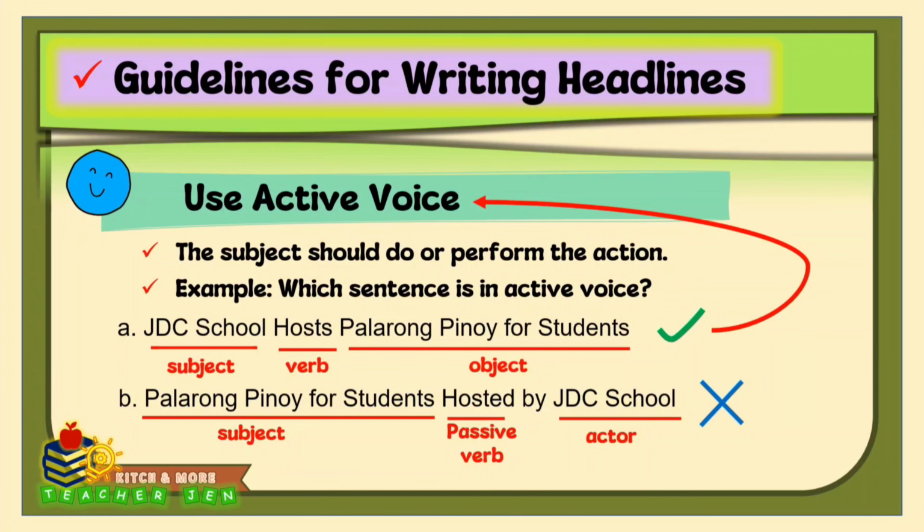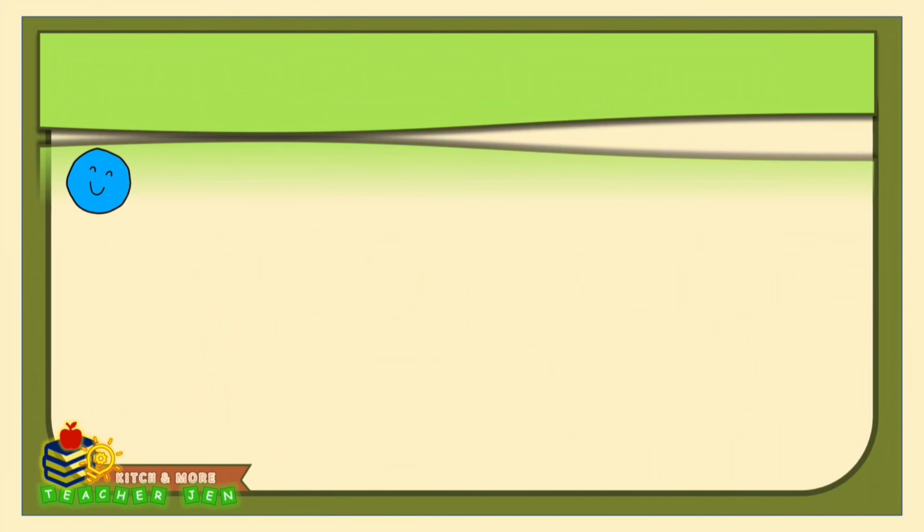This is not the best way to write a headline because passive voice makes the sentence less direct and can make it less engaging. It shifts the focus away from the subject performing the action, which is JDC School, and places it on the object, which is Palarong Pinoy for students, which is not ideal for grabbing attention in a headline.